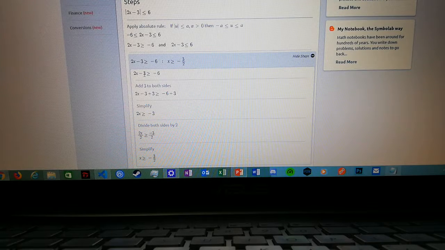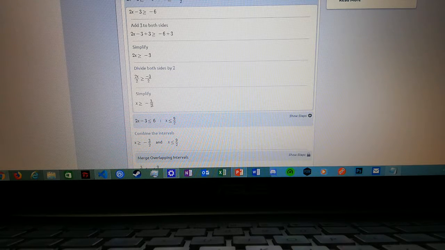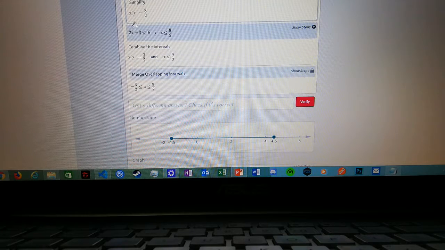So when moving negative 3 over, it becomes positive 3, where we are deducting away. So it becomes negative 3, and dividing both sides by 2 and simplifying, you get negative 3 over 2, which is negative 1.5.